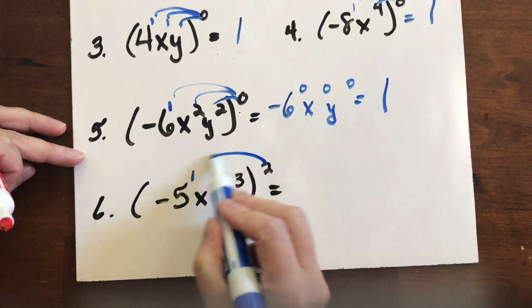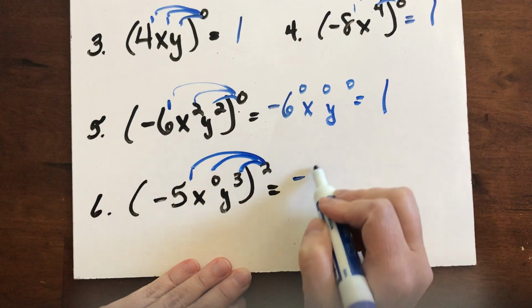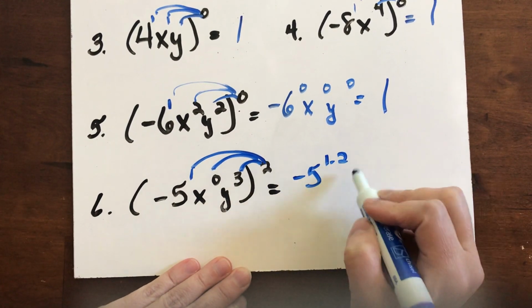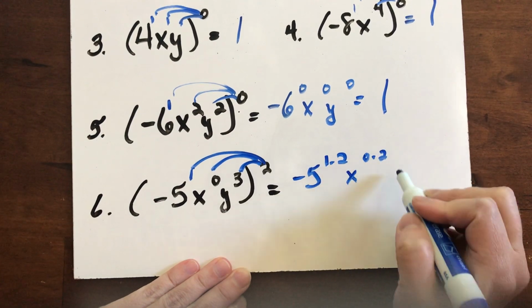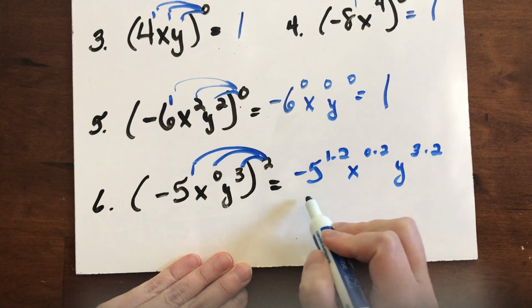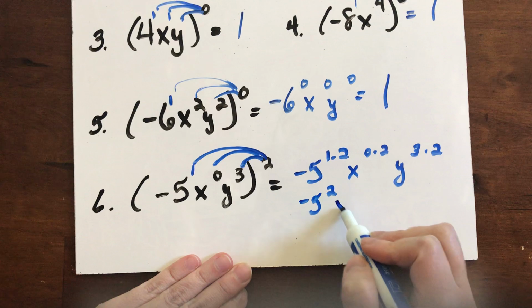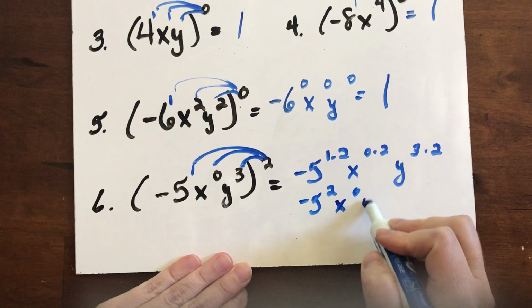So let's look at this. We're going to multiply the 2 times the 1, times the 0, times the 3. So we're going to have negative 5 to the 1 times 2. We're going to have x to the 0 times 2. And we're going to have y to the 3 times 2. Well, 1 times 2 is 2, so we have negative 5 squared. 0 times 2 is 0. X to the 0 is what that one would equal, and this is y to the 6.